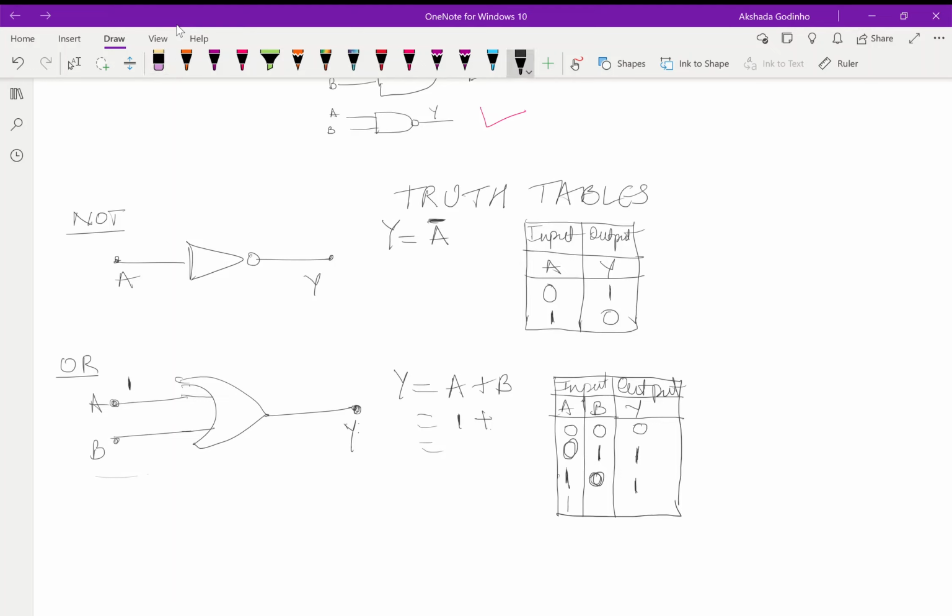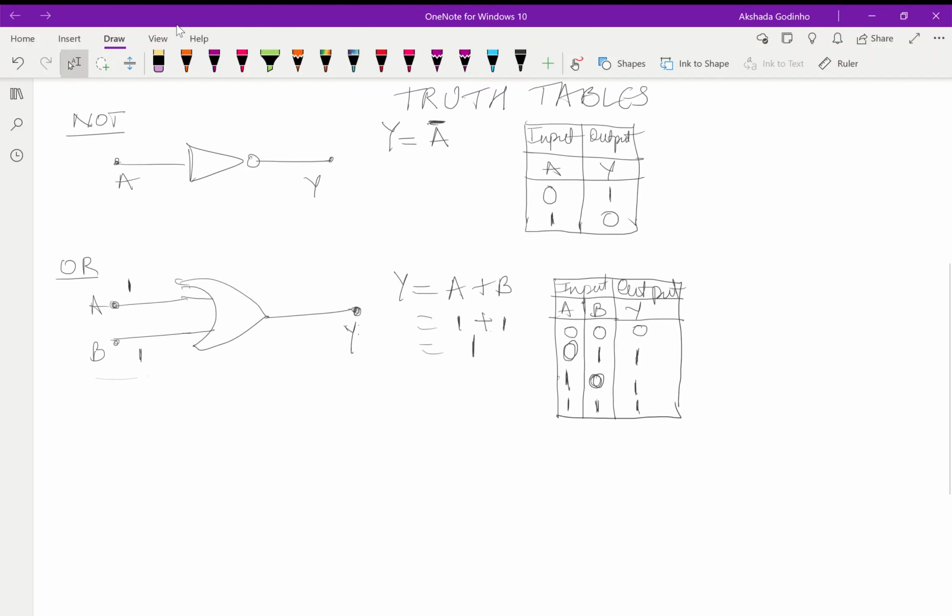Okay, so my final combination is 1 and 1. Now if I add 1 and 1, I know the answer is 2, but in digital signals, in this setup, we are not going to add it to 2, but it's actually going to be 1. Okay, that's it. This is your truth table for the OR gate.